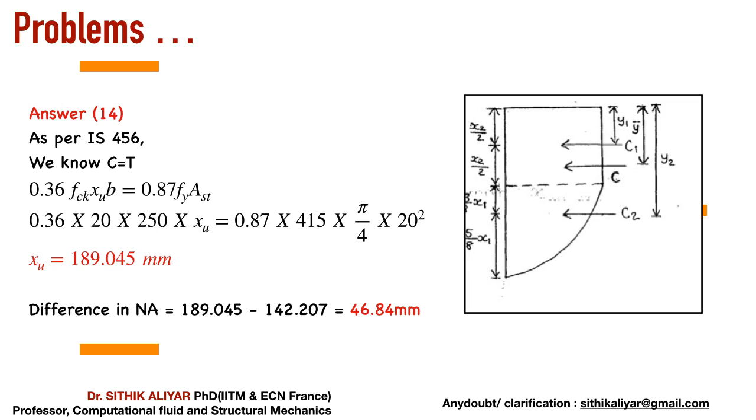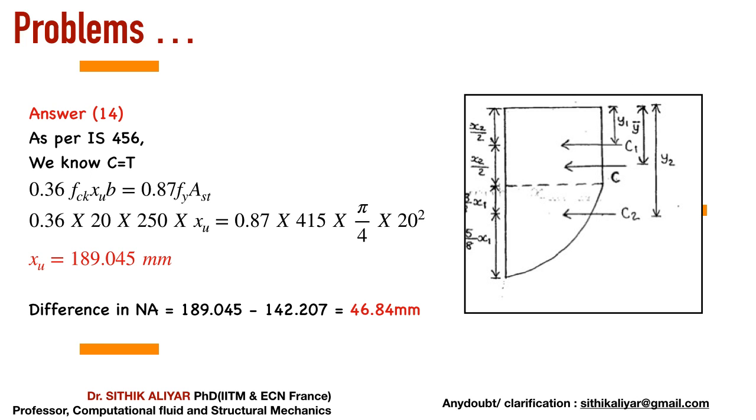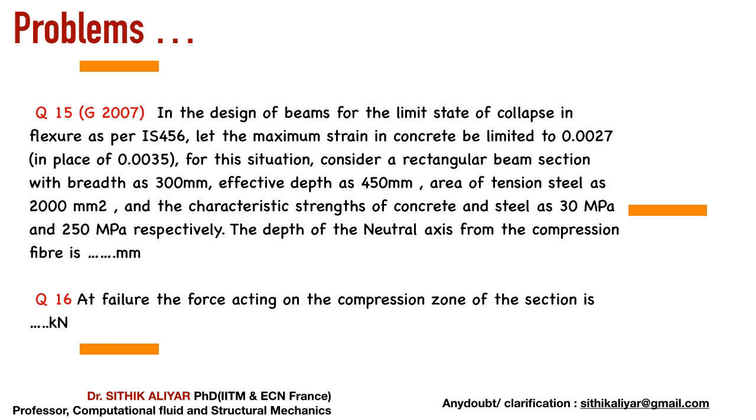So if you are calculating based on the parabola and applying a factor of safety, the neutral axis is at 189 mm, and if you are using the theory they are asking in the question, it is 142 mm. So the difference when you use a different theory is 46 mm. That is your second question answer. So next question, this will be the final question in the singly reinforced section. You can pause it and solve it. If you have any doubt, I have given an email ID below. You can ask your doubts.